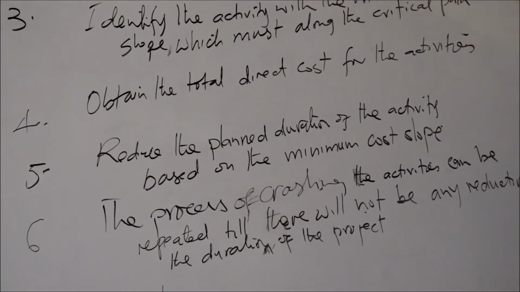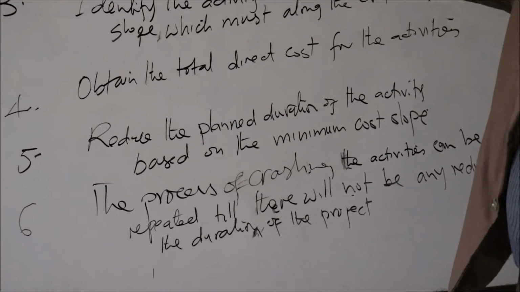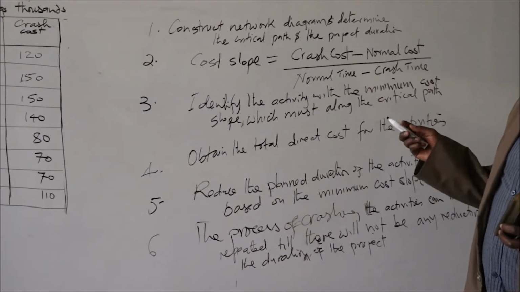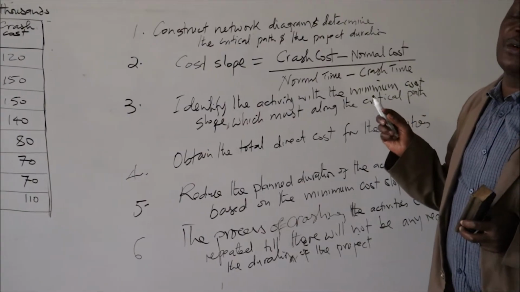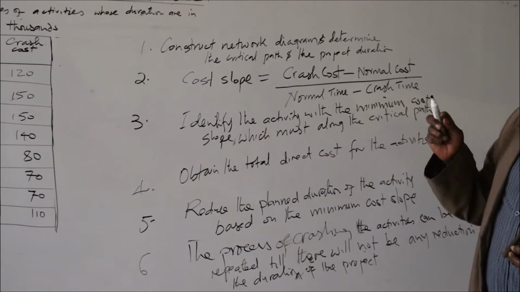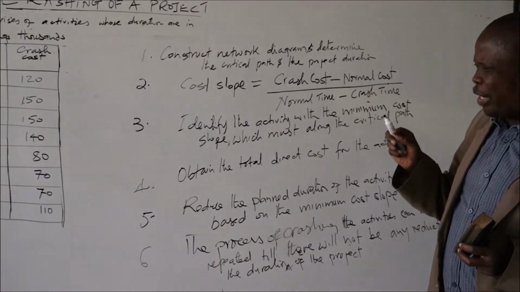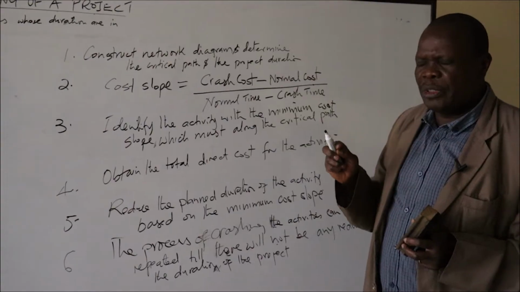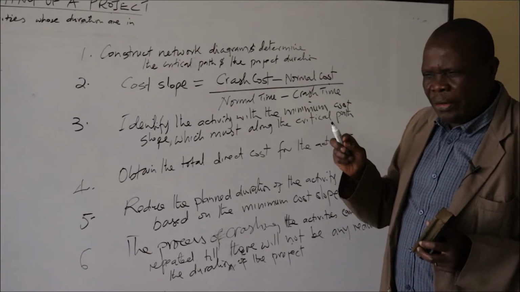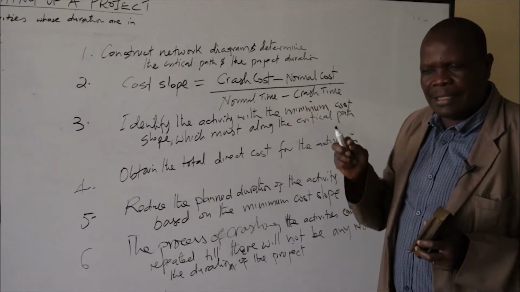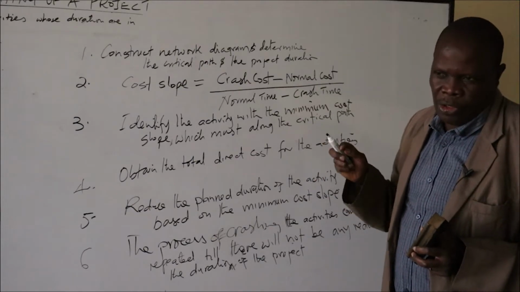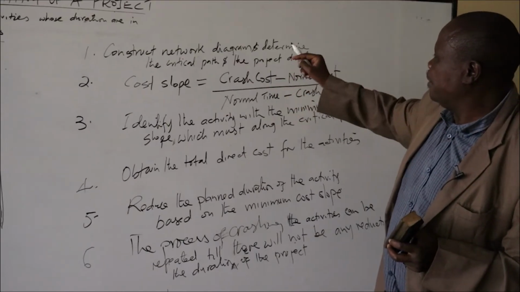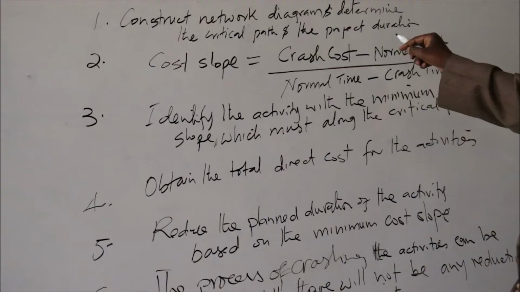So these are basically the steps for crashing of the project. Now, as we will be calculating the cost slope for each activity, the cost slope will be arranged in ascending order, such that you crash the activities with the minimum cost slope, then you crash the next, so long as it is existing along the critical path. So the first step is to construct the network diagram, then determine the critical path.